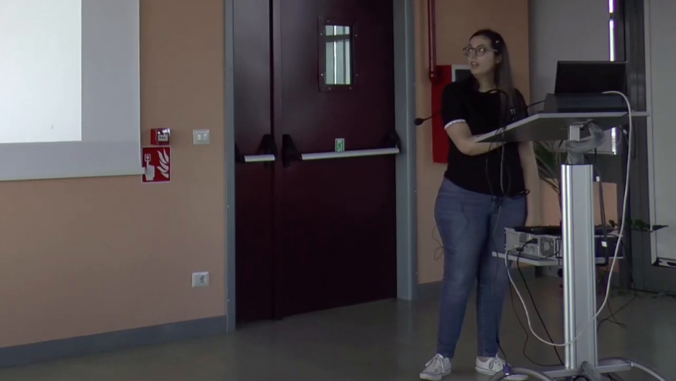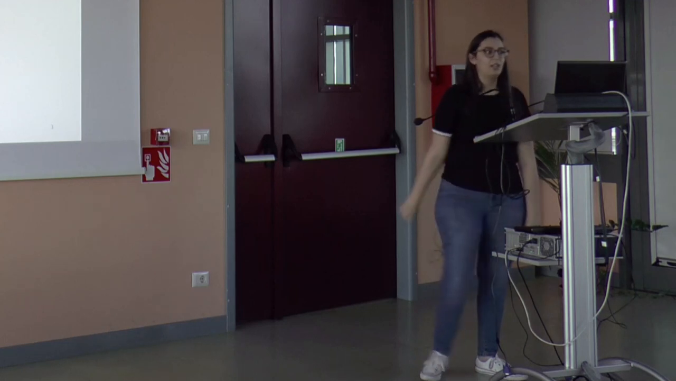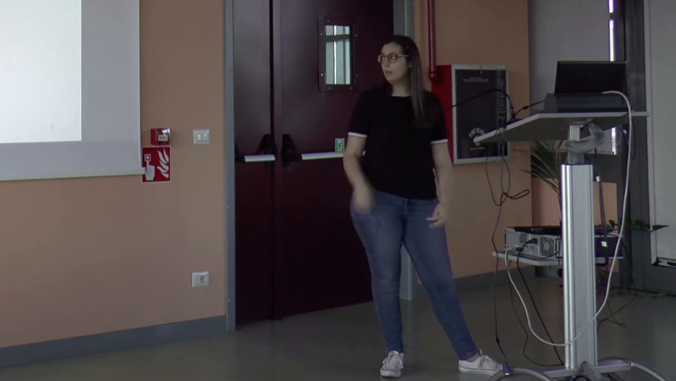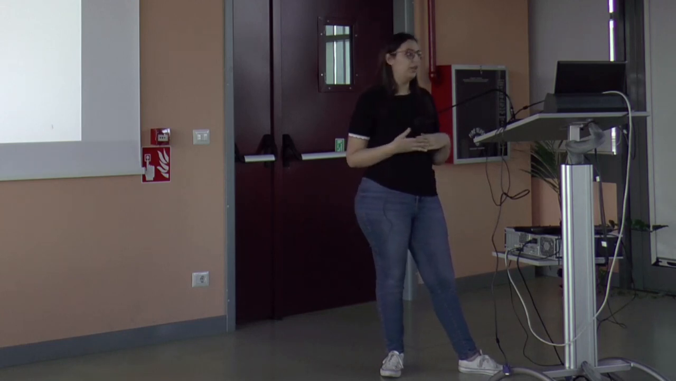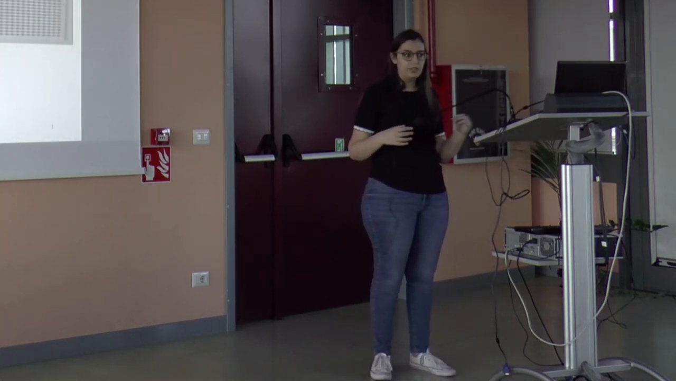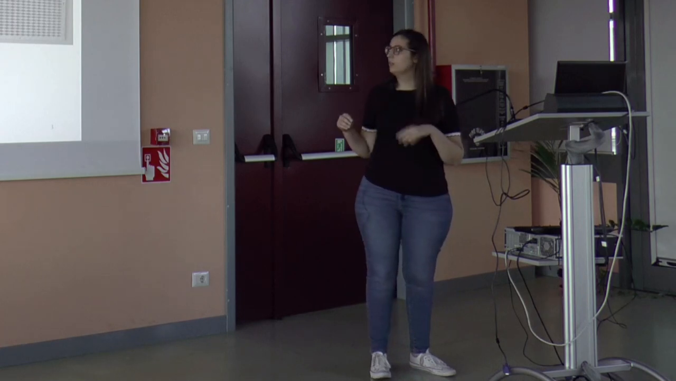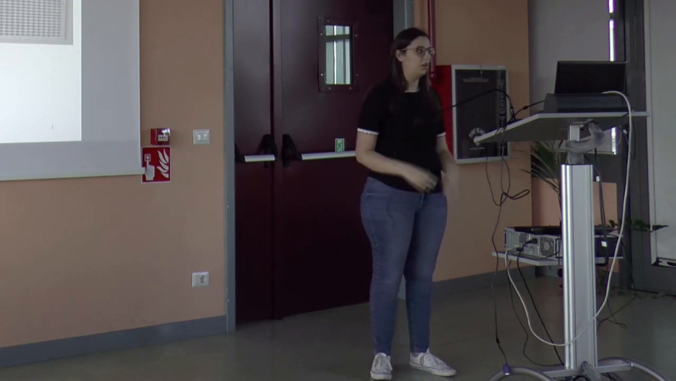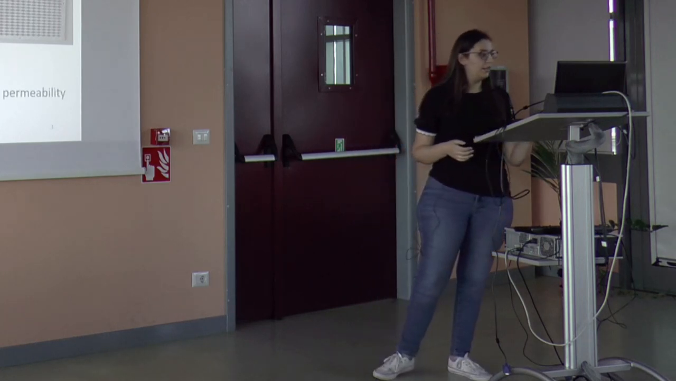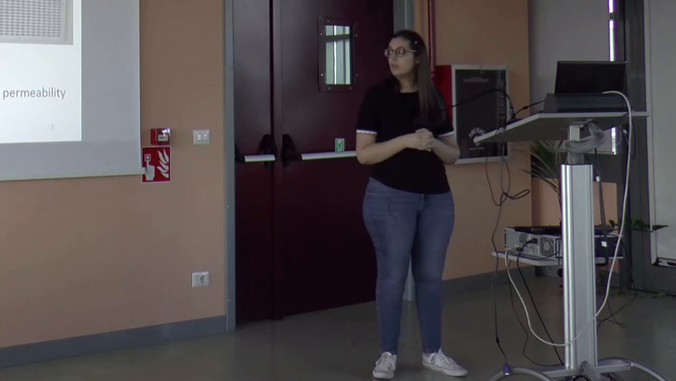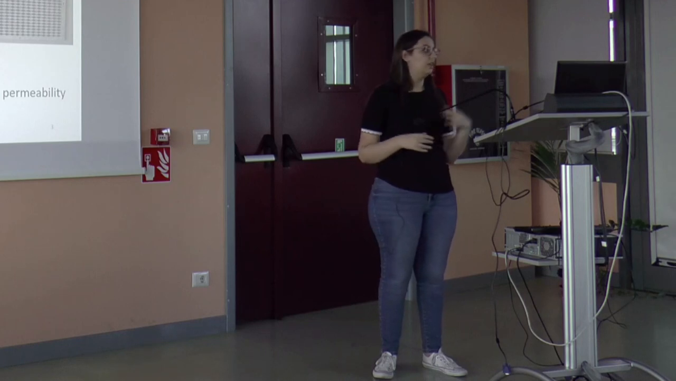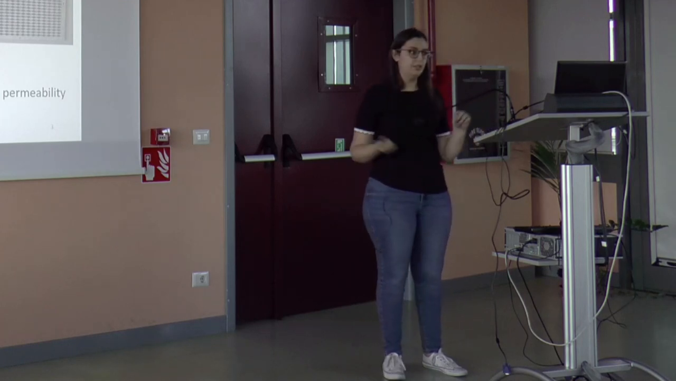So, first of all, what are electromagnetic metamaterials? They are usually defined as materials which have properties that are not common in natural materials. They are based on periodic structures, therefore they are composed of a periodic repetition of a basic unit cell. And they can show unusual properties, such as, in the electromagnetic field, negative permittivity or permeability values.